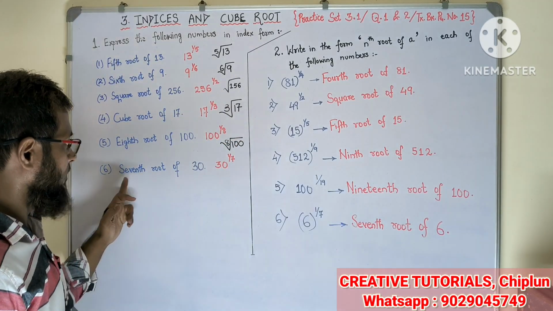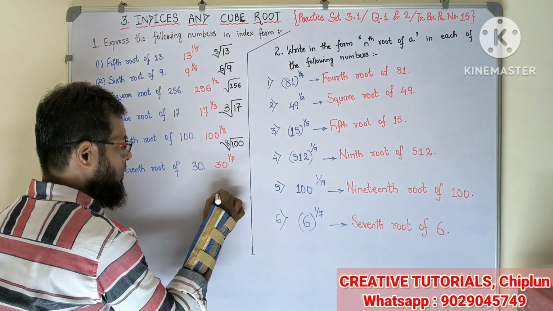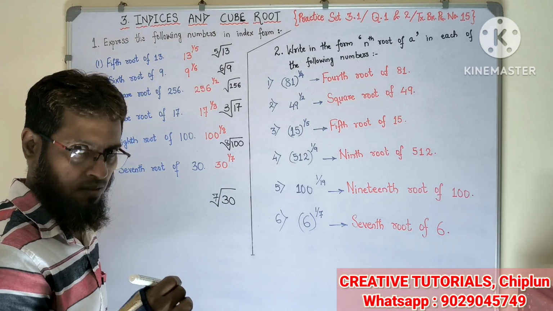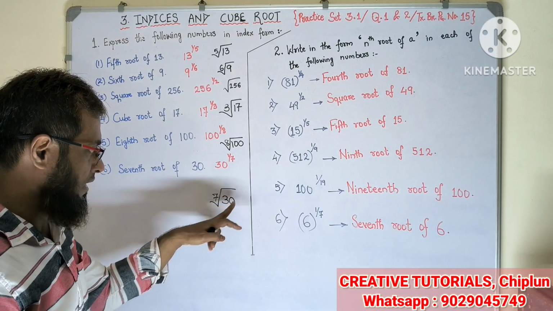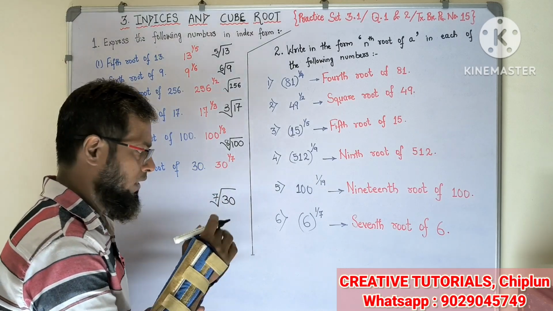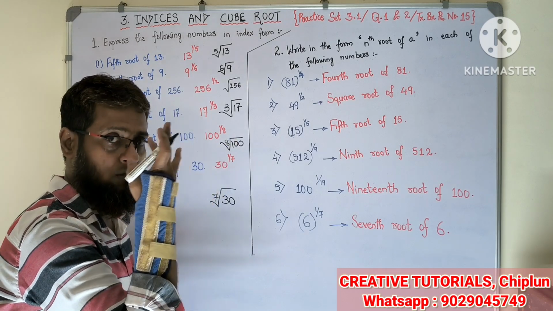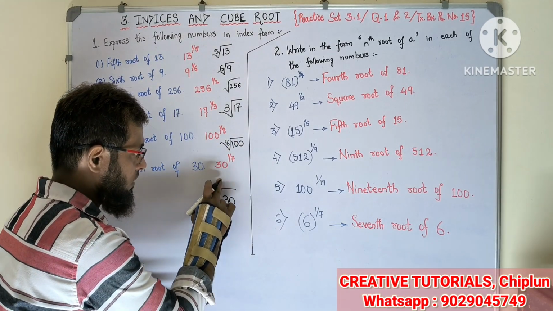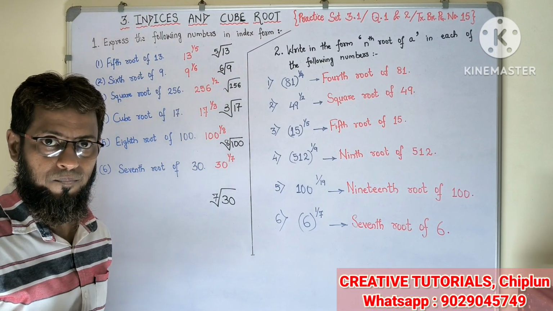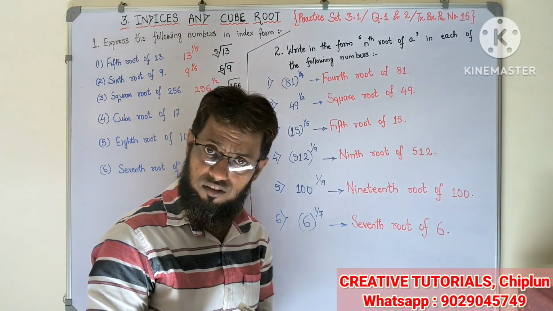The last one is the 7th root of 30. If I want to write this in root form, it will be the 7th root of 30. When I want to remove this radical sign, since I have 7 in the pocket, it becomes 1 upon 7, the reciprocal of 7, in the power. So it becomes 30, which is my radicand, raised to 1 upon 7. I hope that this question number 1 is very well understood by each and everyone.